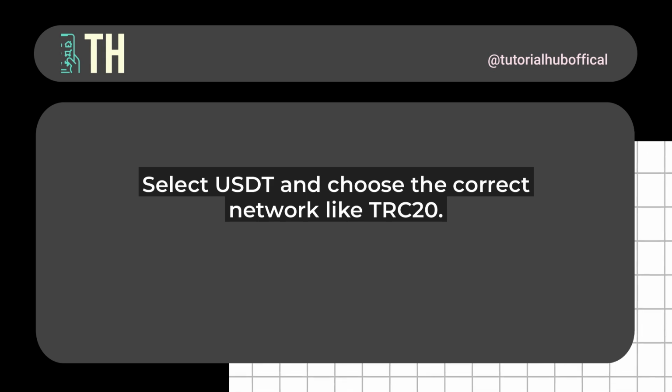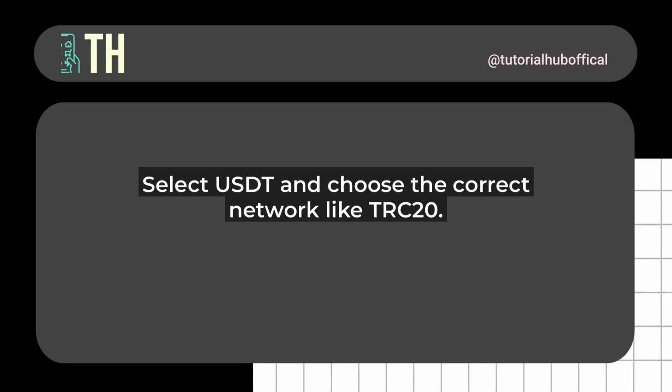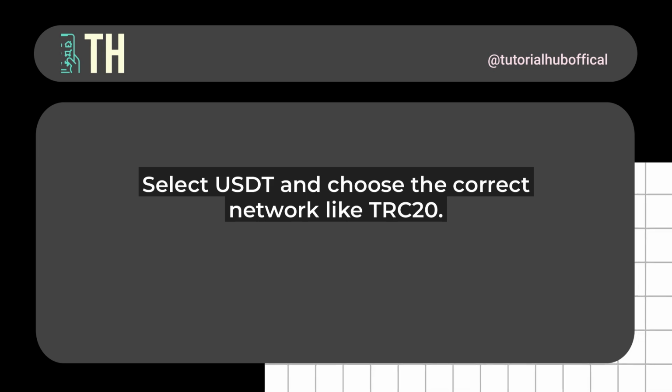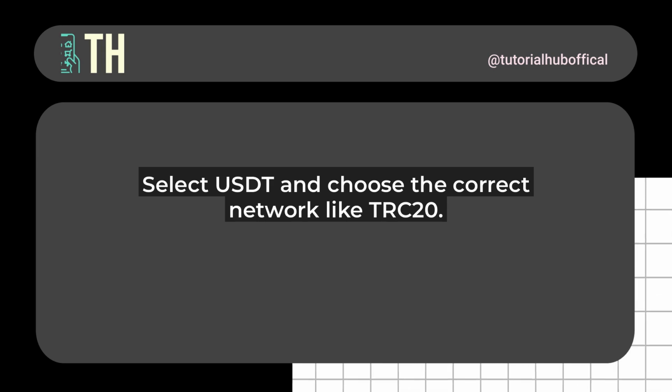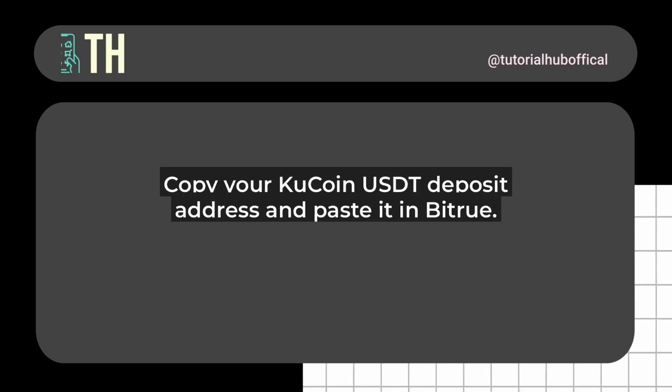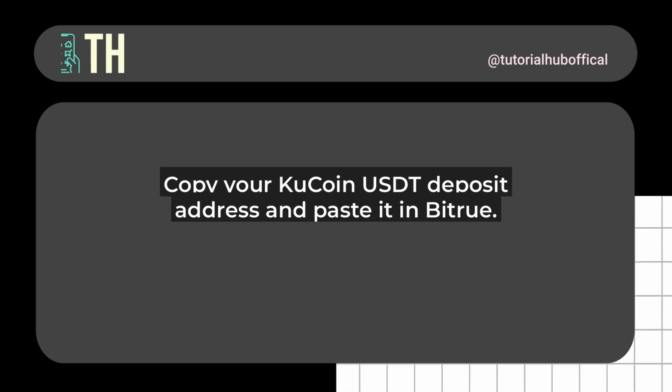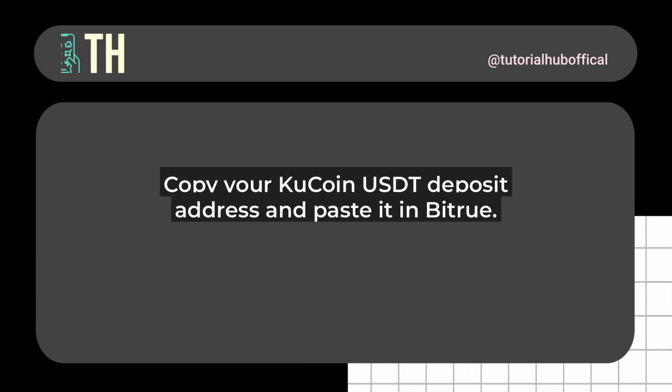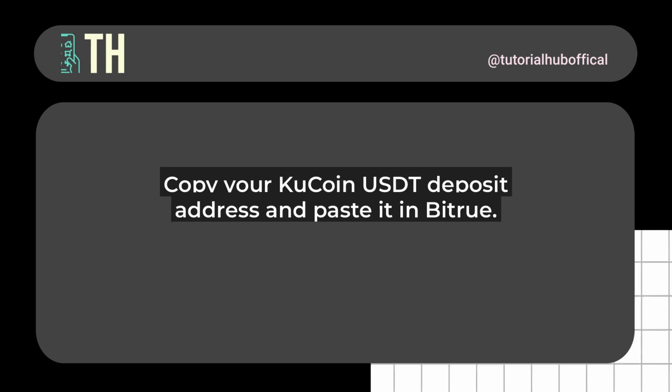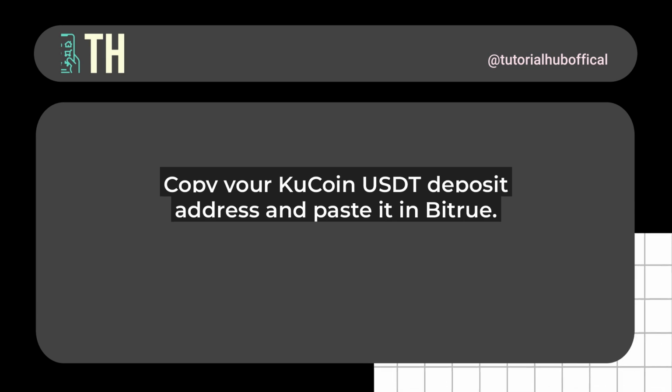Next, select USDT as the cryptocurrency you want to withdraw. This is crucial. Double-check the network you're using. For most transfers between exchanges like Bitrue and Kucoin, you'll want to choose the TRC20 network for faster and cheaper fees, but confirm what Kucoin supports to avoid any issues.